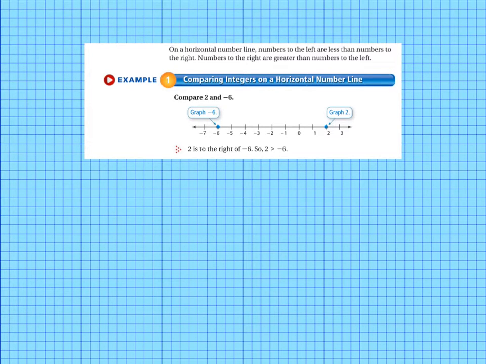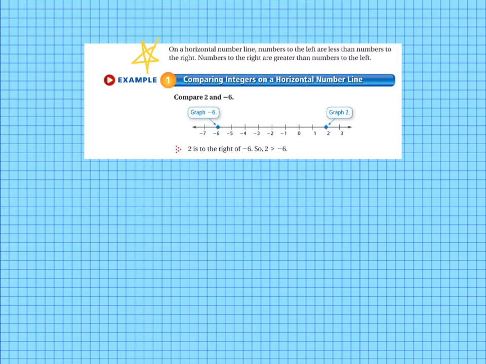Let's get started with example 1. On a horizontal number line, numbers to the left are less than numbers to the right. Numbers to the right are greater than numbers to the left. Even though that sounds really basic, sometimes it can get a little bit confusing, so you need to either write that down somewhere or just start committing it to memory. It's an important thing to know.